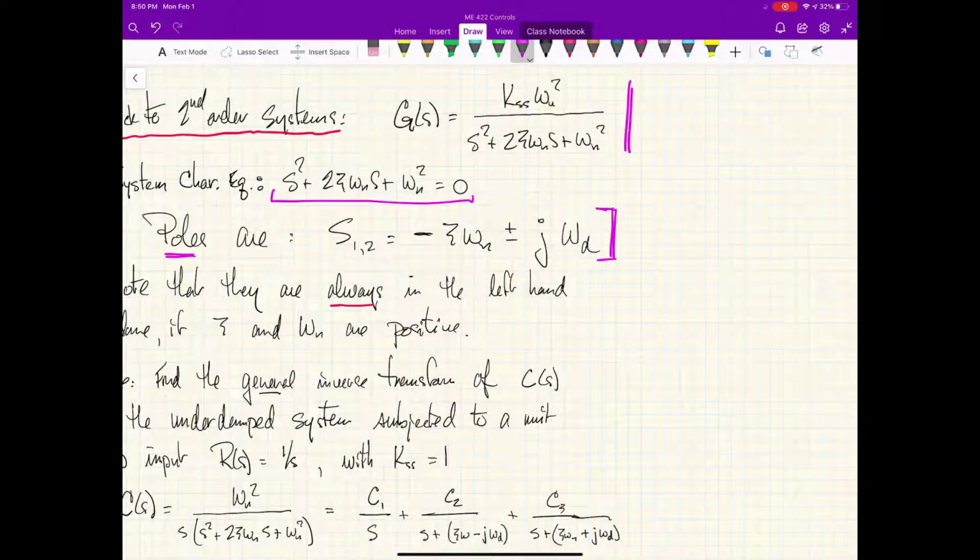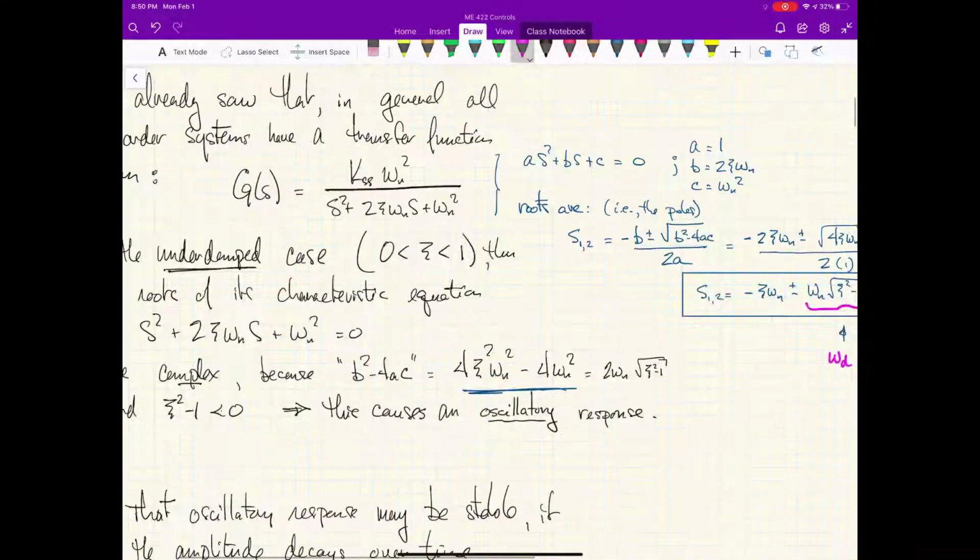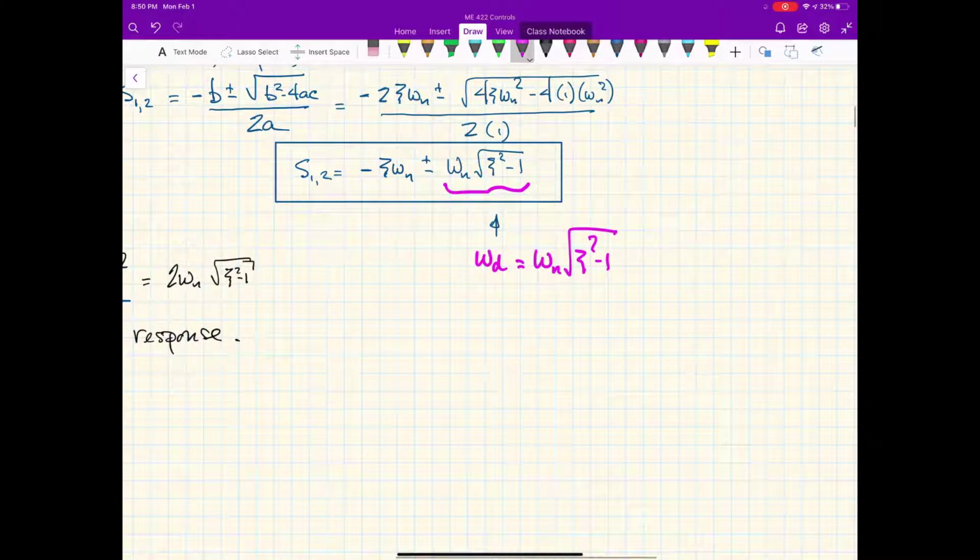Oops, sorry, actually, the damped natural frequency is not zeta squared minus 1. That's incorrect. Let me correct this. It is 1 minus zeta squared. Okay.